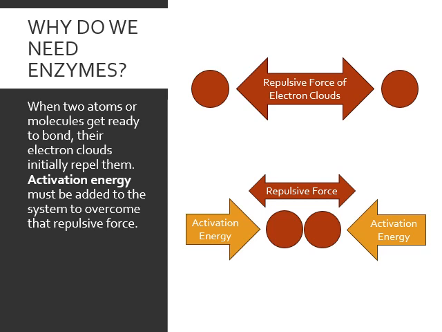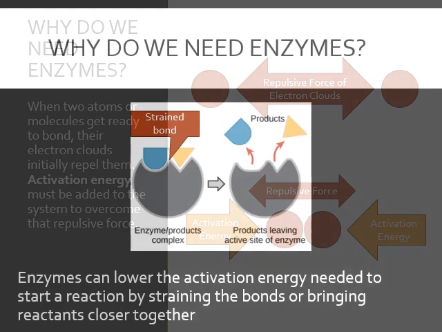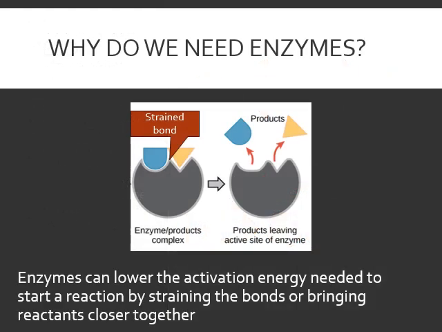So the point of enzymes is to overcome that repulsive force. You have to add it. What enzymes do is they lower the amount of energy you need to overcome that bond. They lower the amount of activation energy you need. They make it easier. So enzymes decrease the activation energy necessary for a reaction to occur. Which is what this slide says.